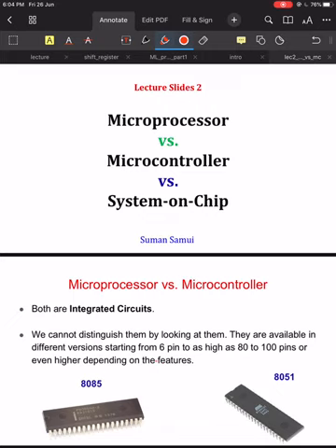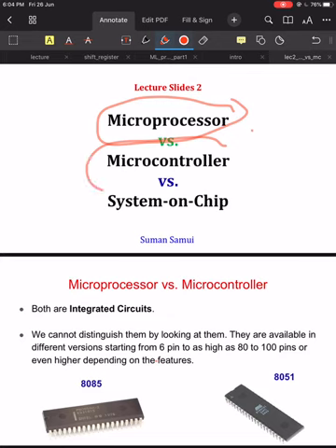So in the last video I introduced the fundamental elements of microprocessor. We have seen that a microprocessor can be interpreted as the central processing unit, or CPU, of a microcomputer. And it is interesting that following the invention of the microprocessor, microcontroller-based products quickly came into the market.